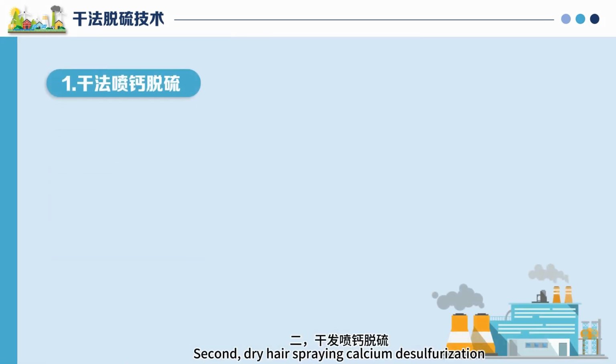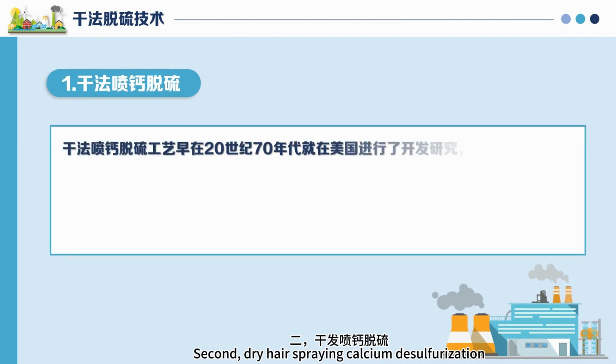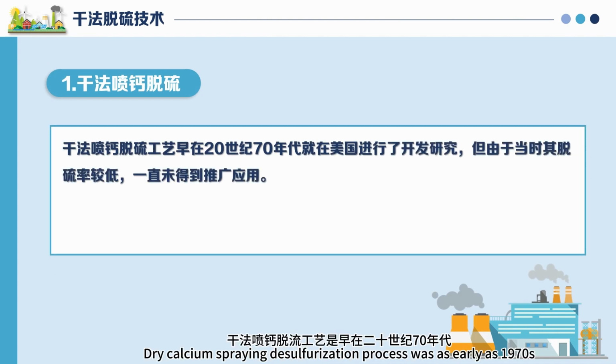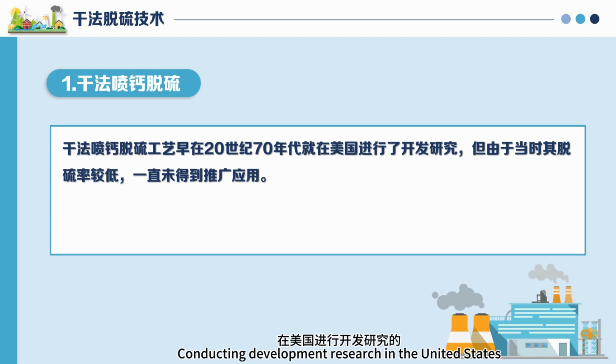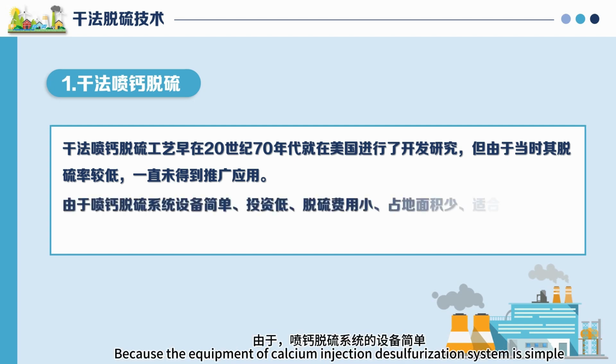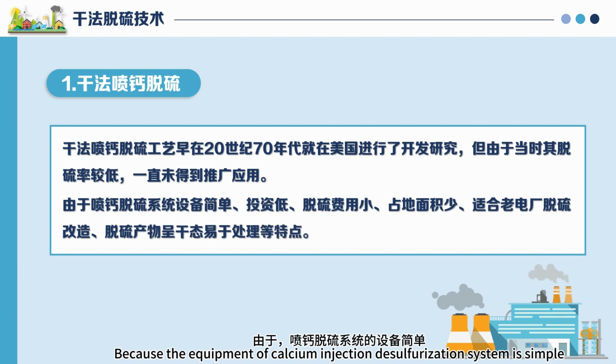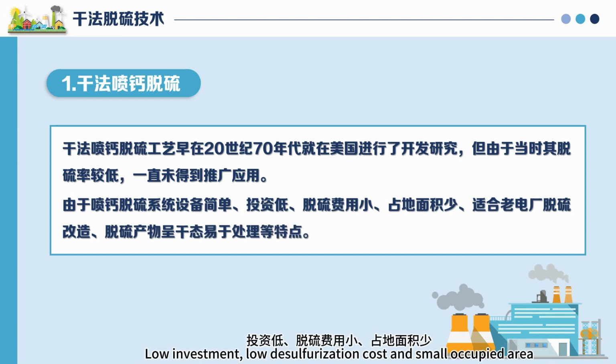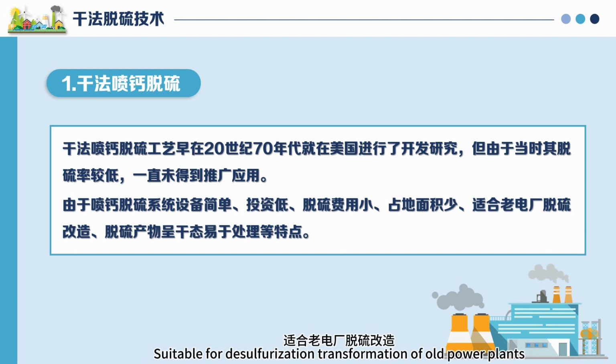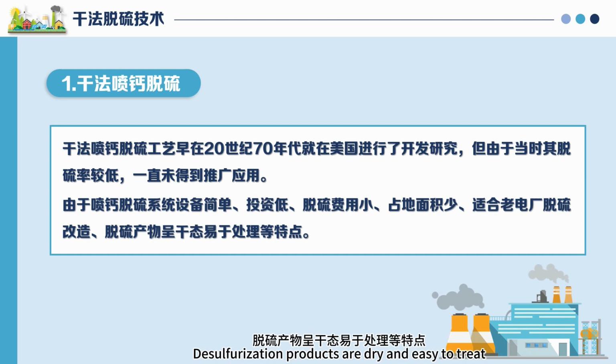Second, dry calcium spraying desulfurization. The dry calcium spraying desulfurization process was developed as early as the 1970s, with research conducted in the United States. However, due to the low desulfurization rate at that time, it was not popularized and utilized. Because the equipment of the spray desulfurization system is simple, with low investment, low desulfurization cost and small occupied area, it is suitable for desulfurization transformation of old power plants. Desulfurization products are dry and easy to treat.